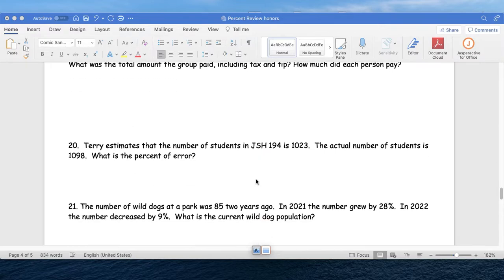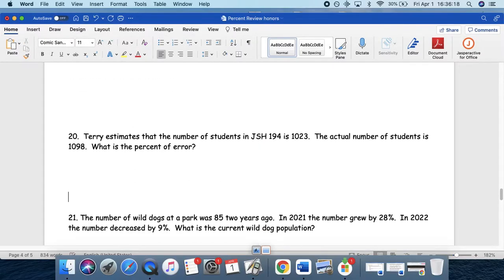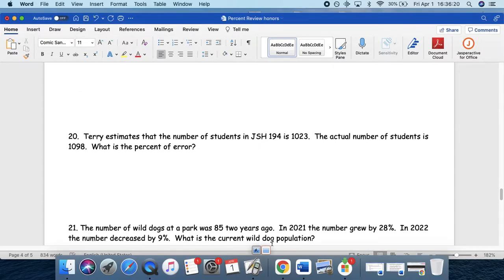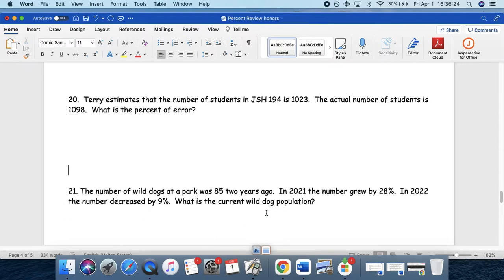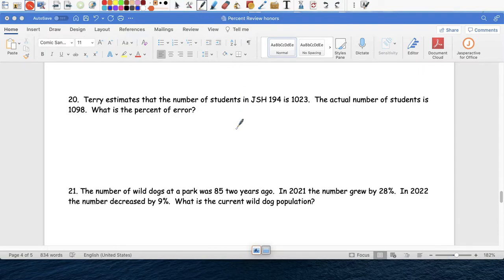20. Terry estimates that the number of students in junior school, high school, is 1,023 students. The actual number is 1,098. What is the percent of error? So we did that a little bit today. So that one's really simple.